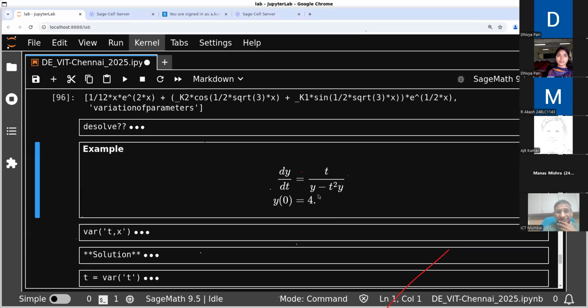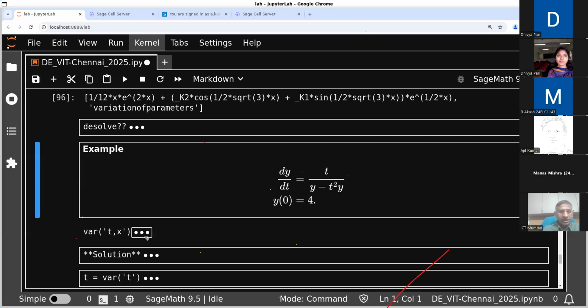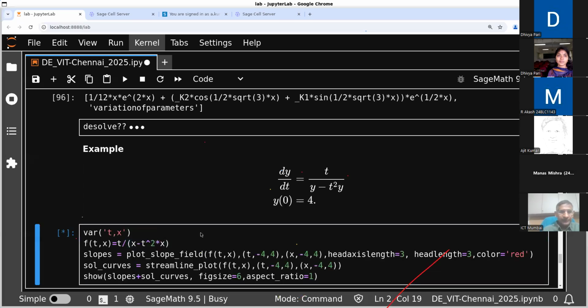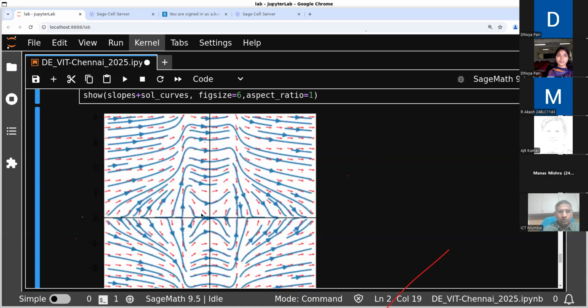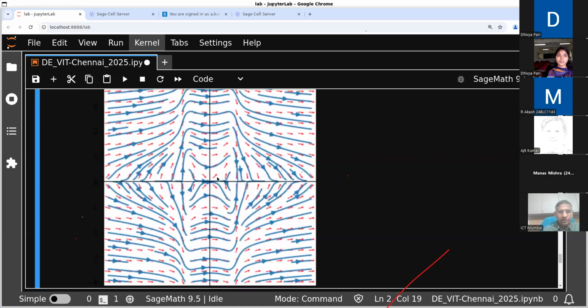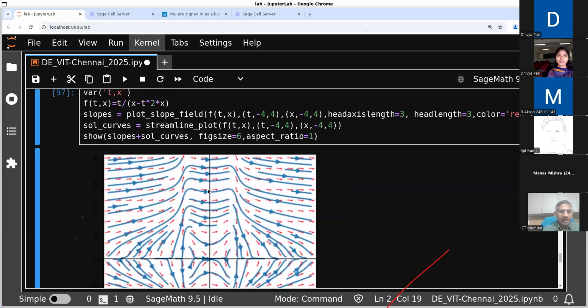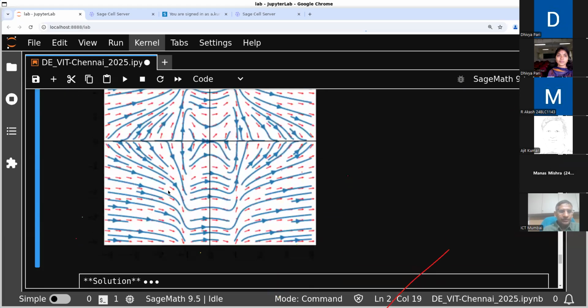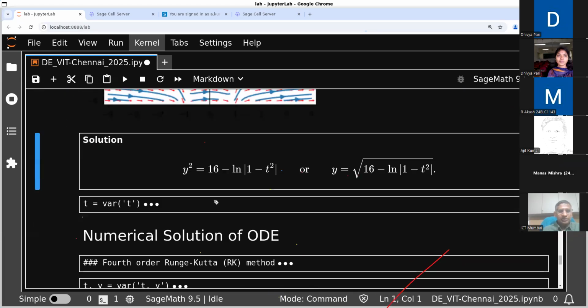For example, if I look at this differential equation, dy by dt is equal to t upon y minus t square, y at 0 is 4. And if I try to solve this, of course, this is a solution curve. Again, you can see here near 0, there is some not very good behavior. And when I try to solve this, of course, you can solve this very easily. This is how the solution looks like.